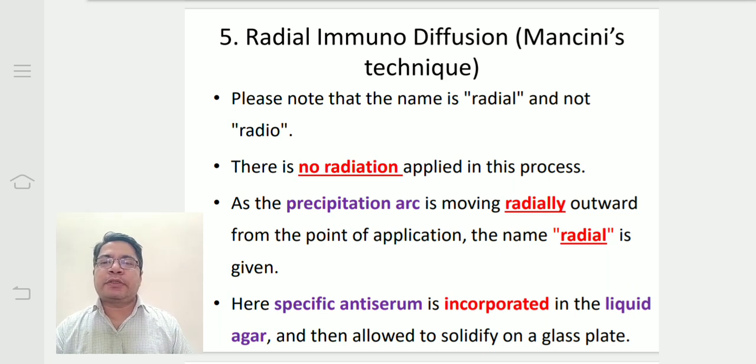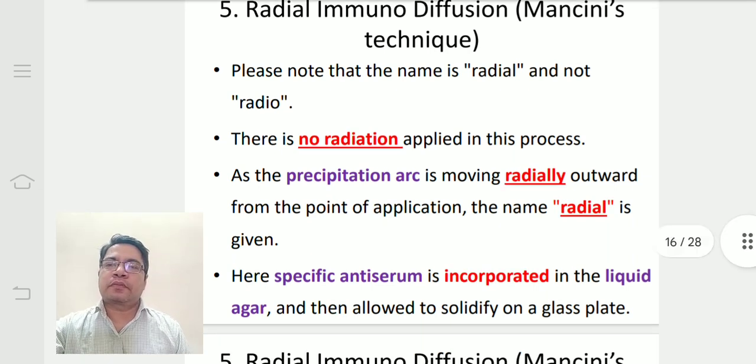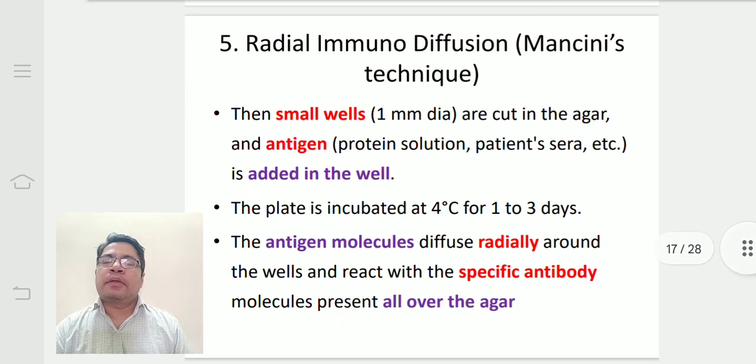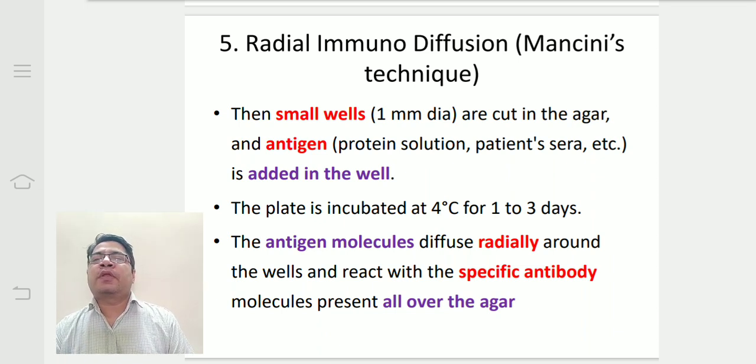Here, specific antiserum is incorporated in the liquid agar and then allowed to solidify on the glass plate. Then small wells up to 1 millimeter diameter are cut in the agar, and the antigen, that is protein solution or patient sera, is added in the well. The plate is incubated at 4 degrees centigrade for 1 to 3 days. The antigen molecules diffuse radially around the wells and react with the specific antibody present all over the agar.